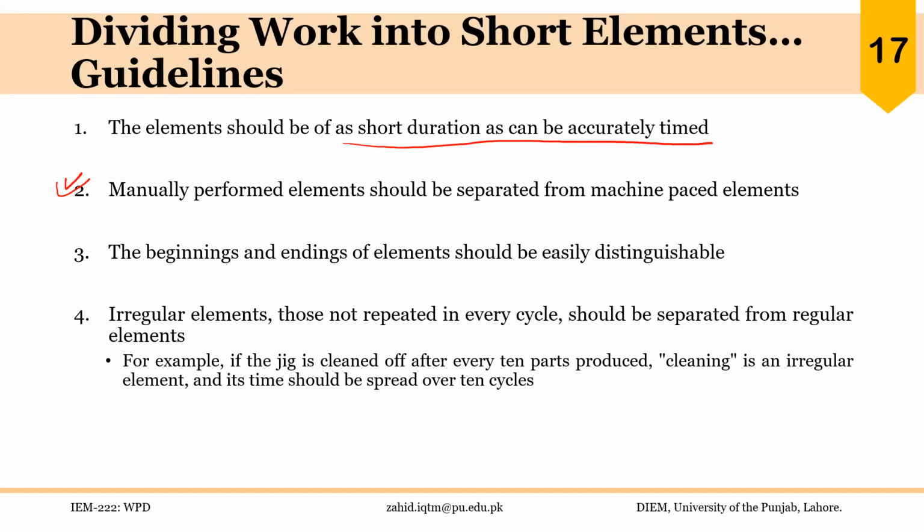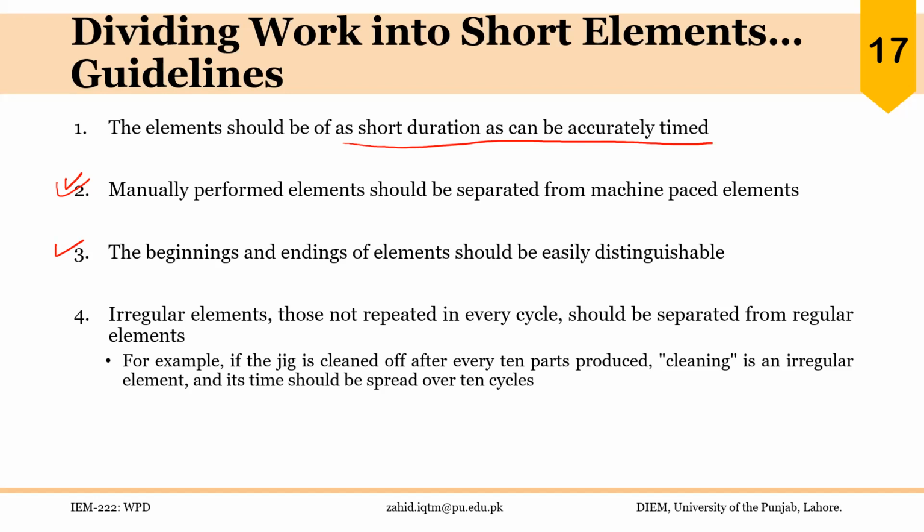In that case, you will see that we actually have to find two standard times, one for the manual element and the other for the machine element. And then we have to add both to find the standard time for the task. The beginning and endings of elements should be easily distinguishable. For example, an element could start once the worker is going to pick the product or when he is going to dispose of the product. It should be easy to remember. The starting and ending of elements should be easy to remember.